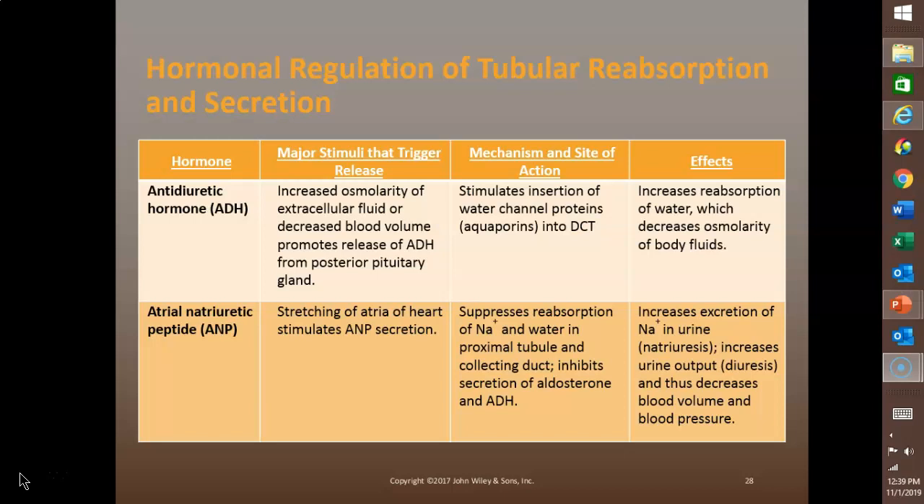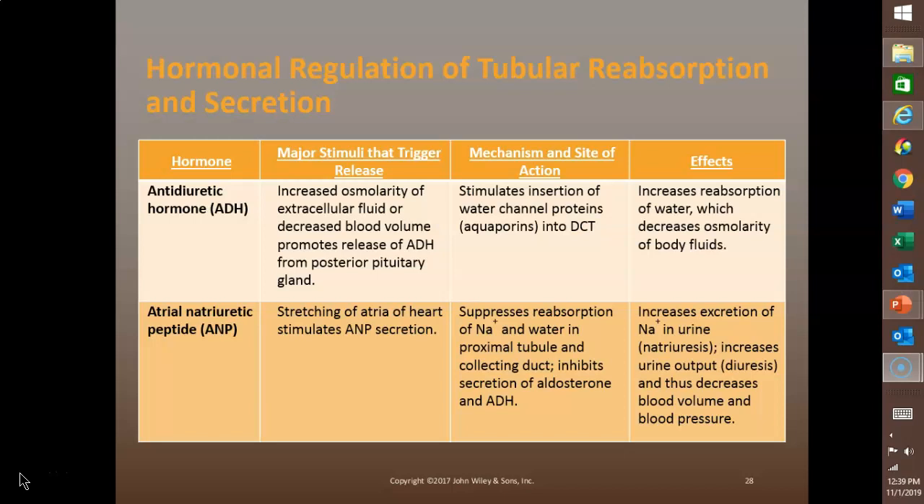A large increase in blood volume or blood pressure is going to cause the release of atrial natriuretic peptide from the heart. So this ANP can inhibit the reabsorption of sodium, and that also affects water, right? Because we know wherever sodium goes, water goes. So it inhibits the reabsorption of sodium and water in the proximal convoluted tubule and the collecting duct. It also suppresses the secretion, so it has an antagonistic effect on aldosterone and ADH.